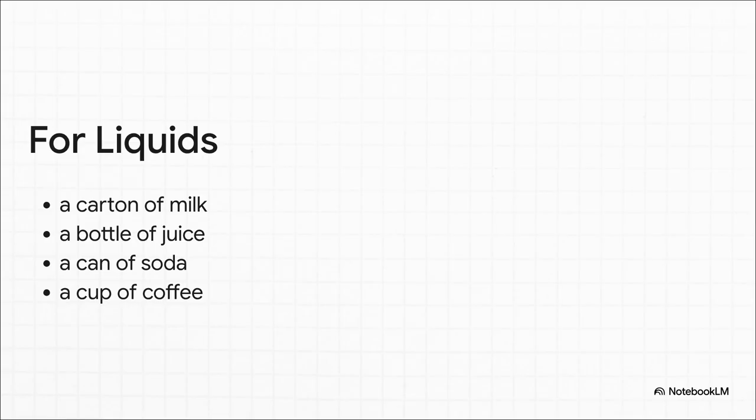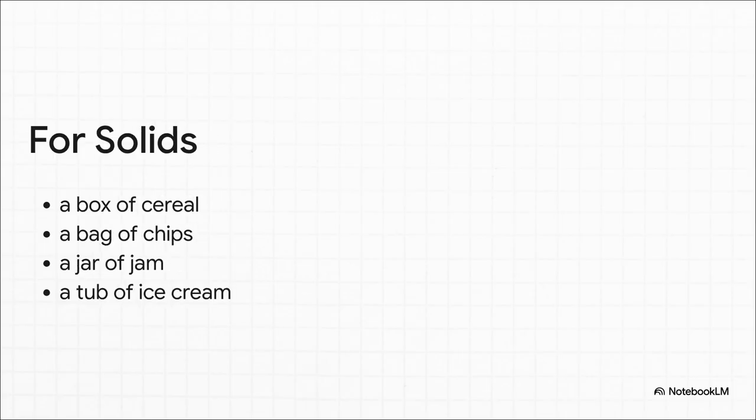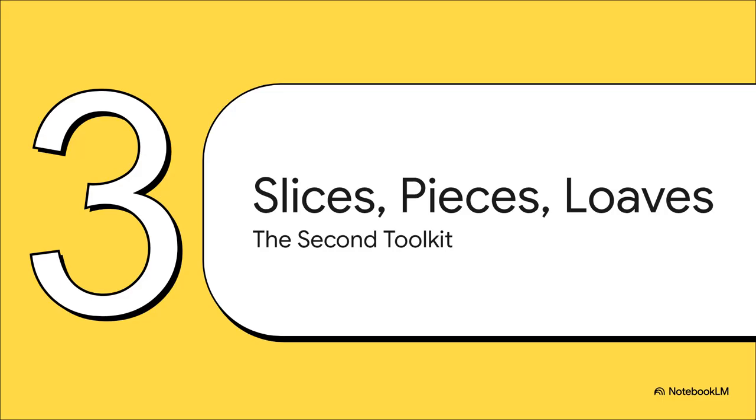You're not looking for juice. You're looking for a bottle of juice. Same thing goes for a can of soda, or when you go to a cafe and order a cup of coffee. See, the container is doing all the work. And this works just as perfectly for solid foods. You grab a box of cereal, you get a bag of chips for a movie night, you open a jar of jam for your toast, or maybe you treat yourself to a whole tub of ice cream. Super simple, right?